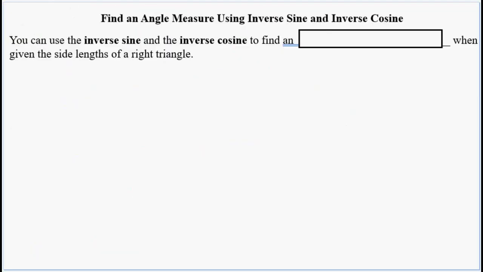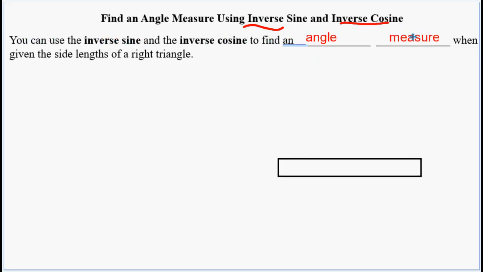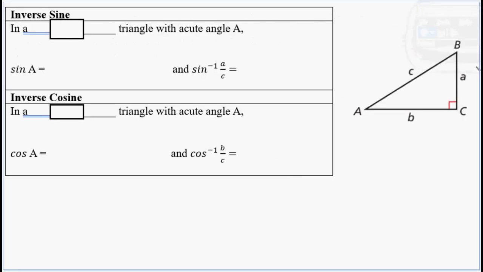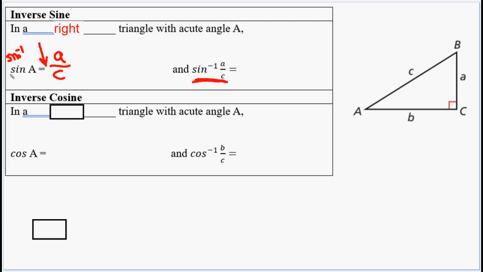Now we've got a little fill in the blank here. Find an angle measure using inverse sine and inverse cos. You can use the inverse sine and the inverse cos to find an angle measure when you're given the side lengths of a right triangle. So in our top box, in a right triangle with acute angle A, the sine of A would equal opposite over hypotenuse, A over C. Now, if I take the sine inverse of this side, I would have the sine inverse of A over C. When I take the sine inverse of this sine, they're going to cancel, and that will just leave angle A.